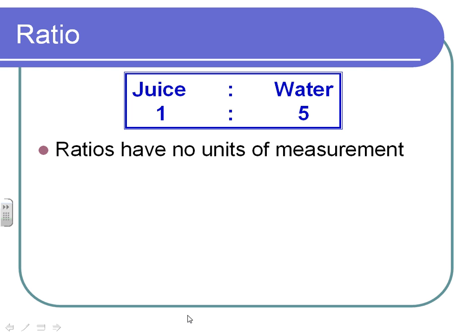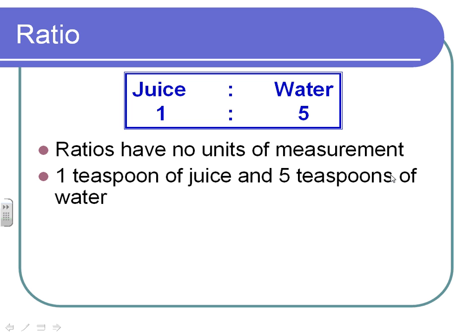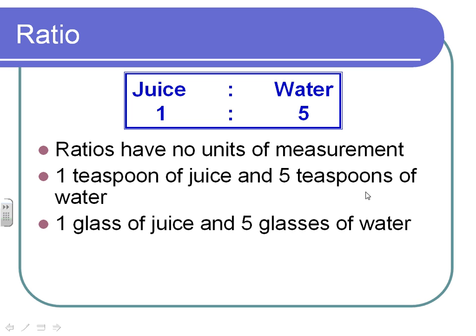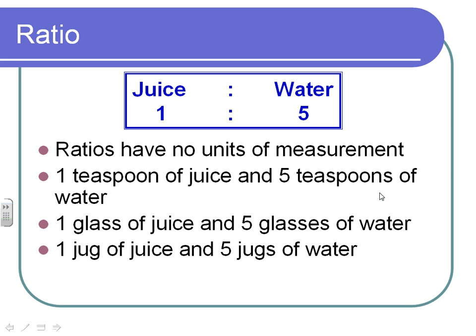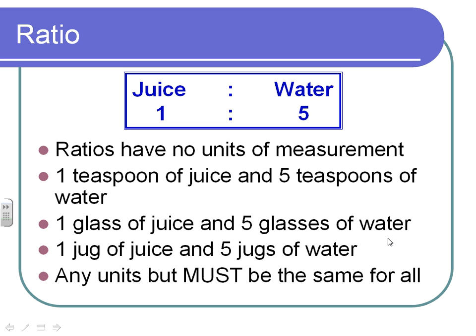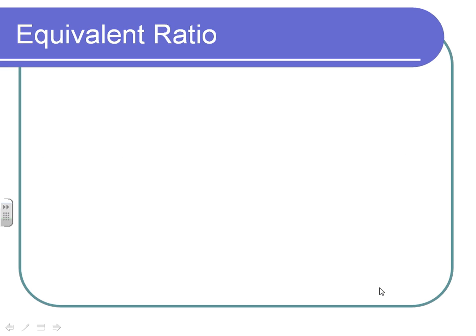One thing to remember when talking about ratios is they have no units of measurement. So when we're saying 1 to 5, we're not talking about a very specific 1. It could be any kind of 1, no specific unit of measurement. It could be 1 teaspoon of juice to 5 teaspoons of water. It could be 1 glass of juice to 5 glasses of water. It could be a jug of juice to 5 jugs of water. It can be any unit, but it must be the same for all. So if we're talking about jugs of water, we're talking about jugs of juice. So it's not unit specific, but we can apply a unit to it.